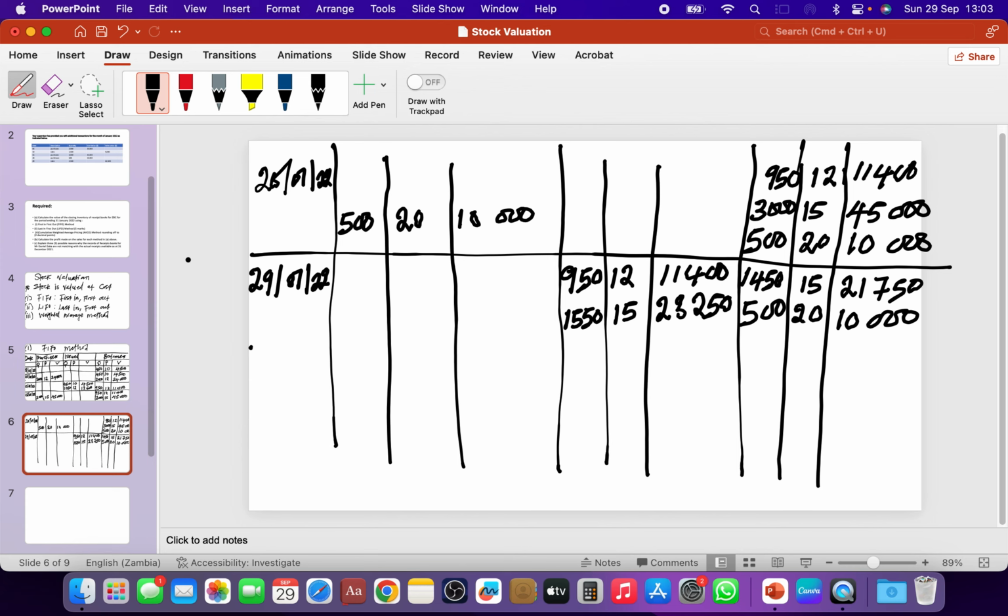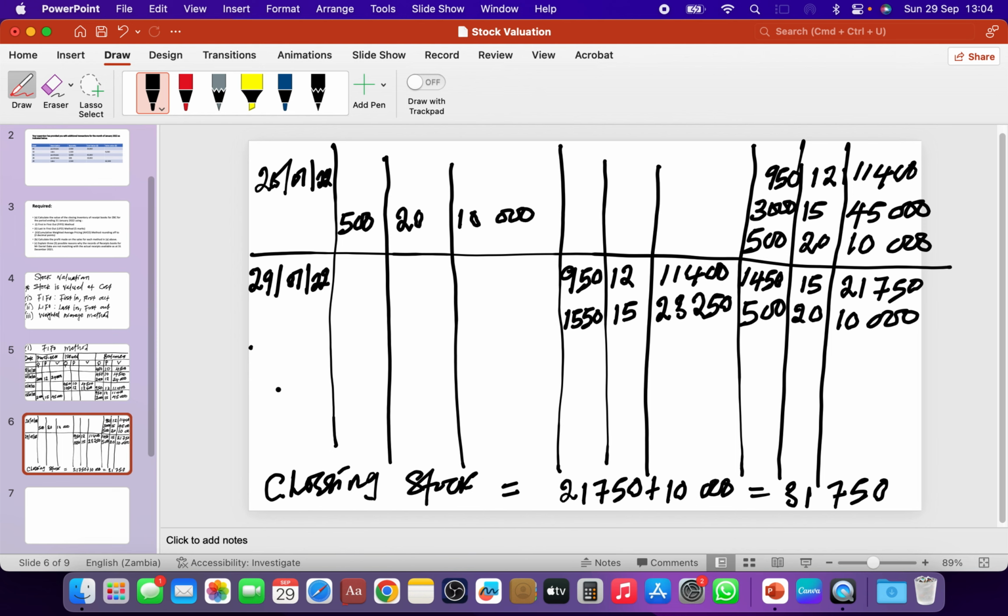It therefore means that the closing stock using FIFO, the closing stock that will be used in the profit and loss, and also what will appear in the balance sheet, is 21,750 plus 10,000, which will be 31,750.